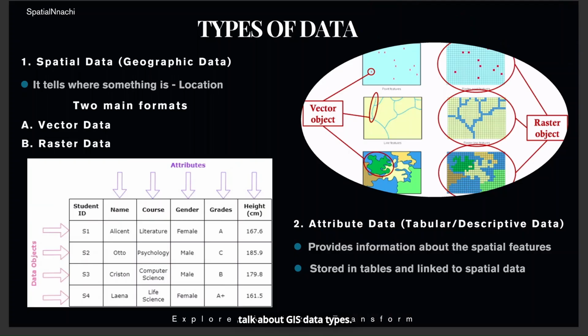Now, let's talk about GIS data types, which form the backbone of any GIS project. First, we have spatial data. This is data that tells us where something is located on the Earth's surface. It's all about location, shape, and geographic position. Spatial data comes in 2 main formats. The first is vector data, which uses points, lines, and polygons to represent real-world features. For instance, a point could be a borehole or a tree. A line could represent a river or a road, and a polygon could be a farmland or a lake. Vector data is best for features with clearly defined shapes.